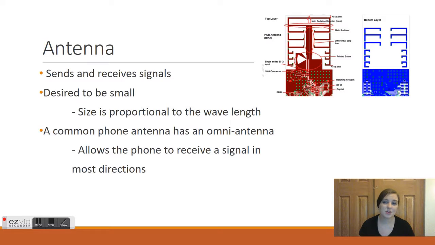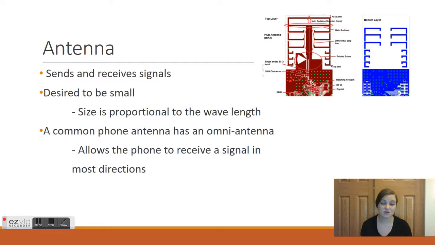We want this to be small, and we know that size is proportional to the wavelength, but we don't want a giant phone or a giant antenna attached to our phone, because that's not very practical. So we used a different kind of antenna. You normally want something like an omni antenna, so you can move it around in many different places. But in the real world, we use different things than just dipole antennas.